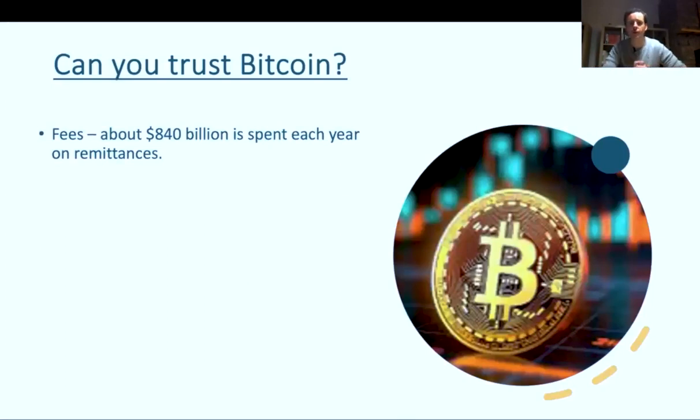And by the way, about $840 billion is spent each year on remittances. They don't have to wait days for it to arrive and for whatever they're using to not operate at the weekends. They don't have to produce documentation, loads of it, at the bank. They don't have to prove what the transaction was for, for example. They don't have to queue for hours to do so.